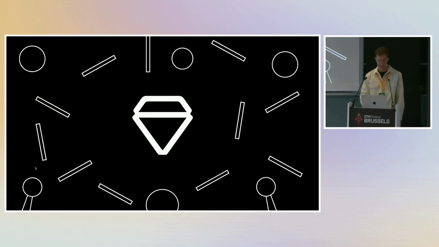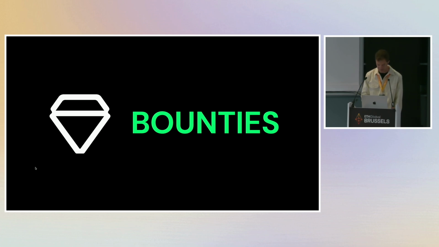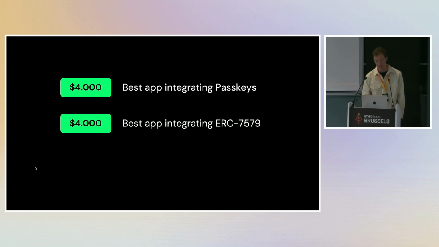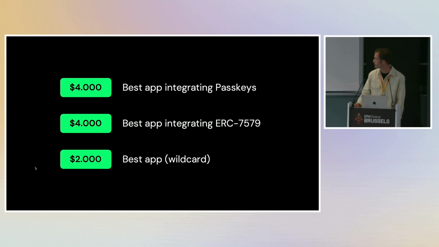And finally, regarding the bounties, we have 3 tracks. The first one is 4K, 2 prizes, in total 4K, for the best app integrating passkeys, creating a dApp similar to the one that I showed, which showcases this way of signing. The second track is related to ERC-7579. You can read more on the website. 4K as well, 2 prizes. And the last one is a wildcard for the best app related to Safe, 2K.